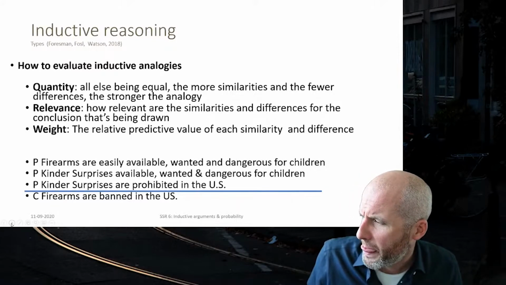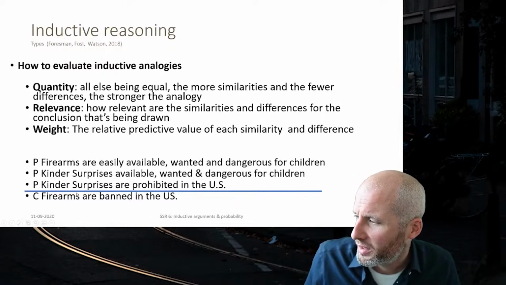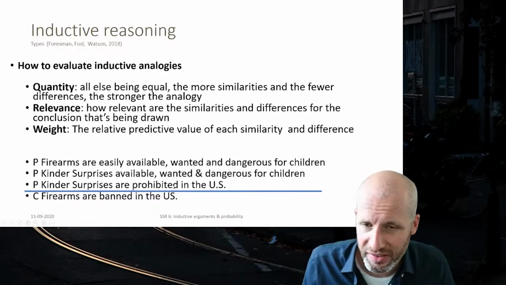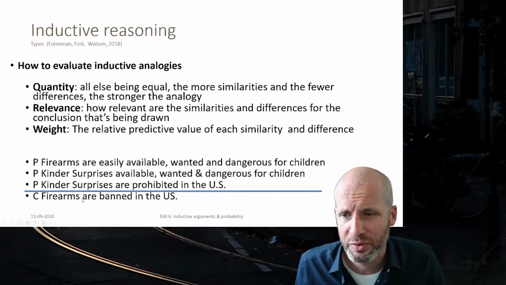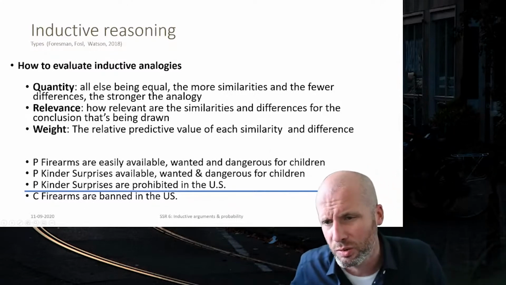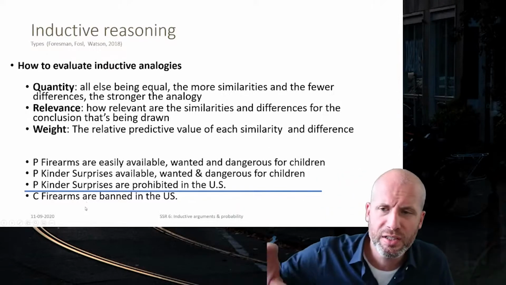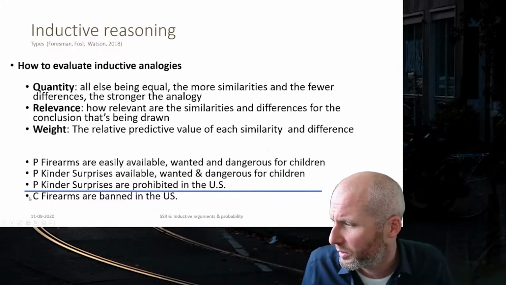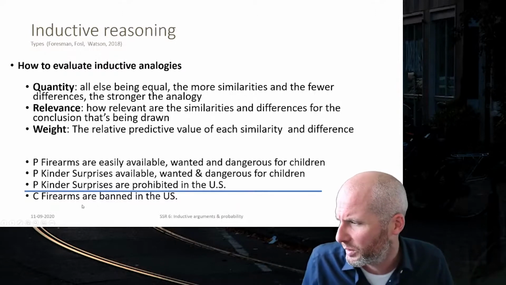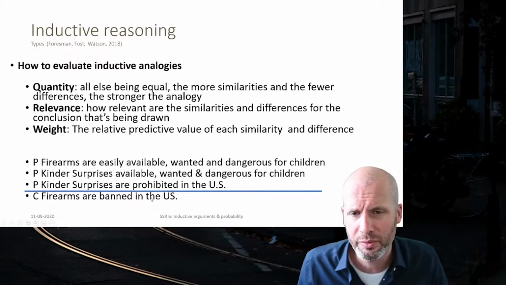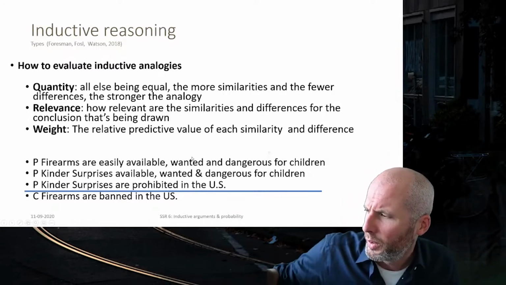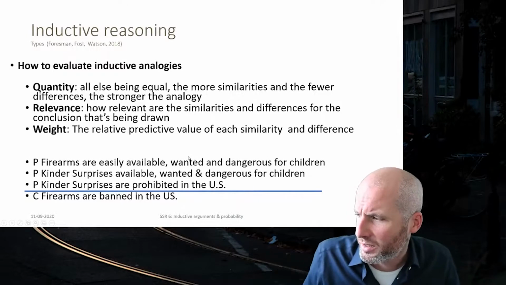And for that reason, a chocolate egg with a surprise in it is prohibited in the United States. And therefore firearms should also be banned in the United States, or therefore firearms are also banned in the United States. So you could change this from a descriptive to a prescriptive argument, right? So you could say Kinder Surprises should be prohibited in the US, and then you could say firearms should be prohibited in the US. But for now, what's most important is that you see that this is an inductive analogy, right?